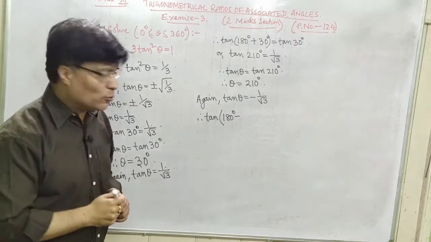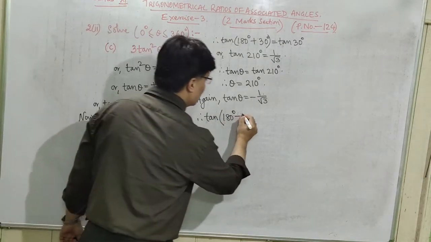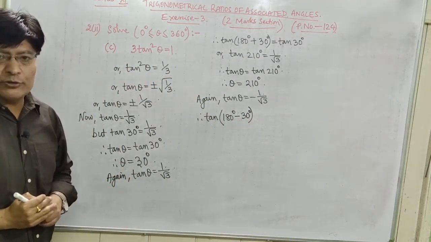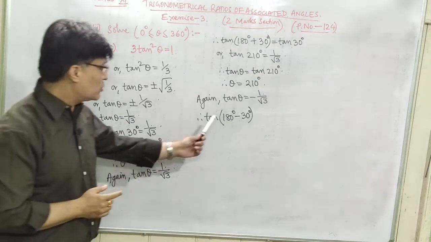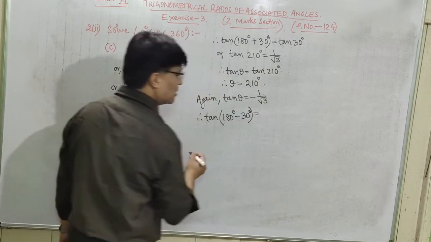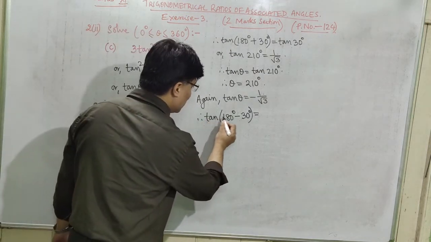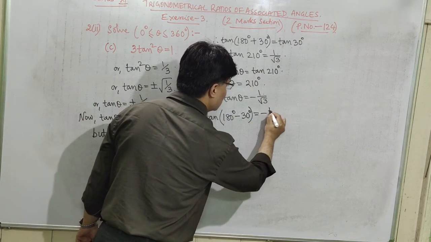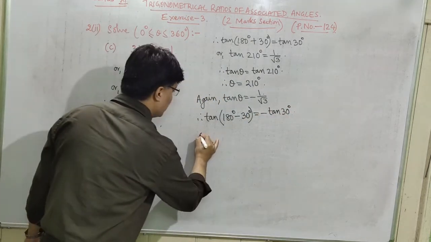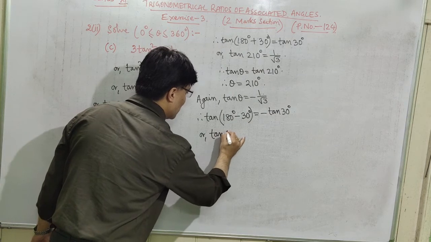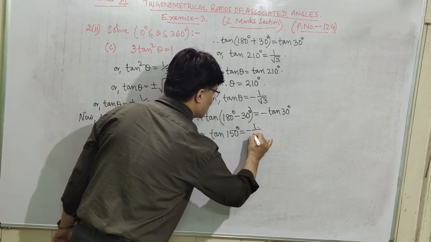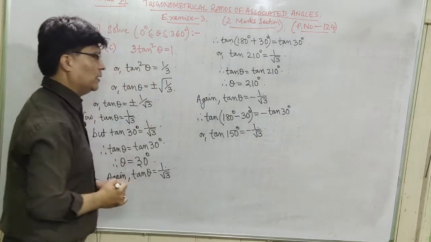Now tan of which angle is 1 by root 3? You know that it is 30 degree. Tan of which angle is 1 by root 3? It is 30 degree. So you should write here 30 degree. So which is equal to, now on the right hand side you have to write down the formula. Tan 180 minus theta is minus tan theta, what is theta here? It is 30 degree. Now this is tan, what is 180 degree minus 30 degree? It is 150, minus 1 by root 3.